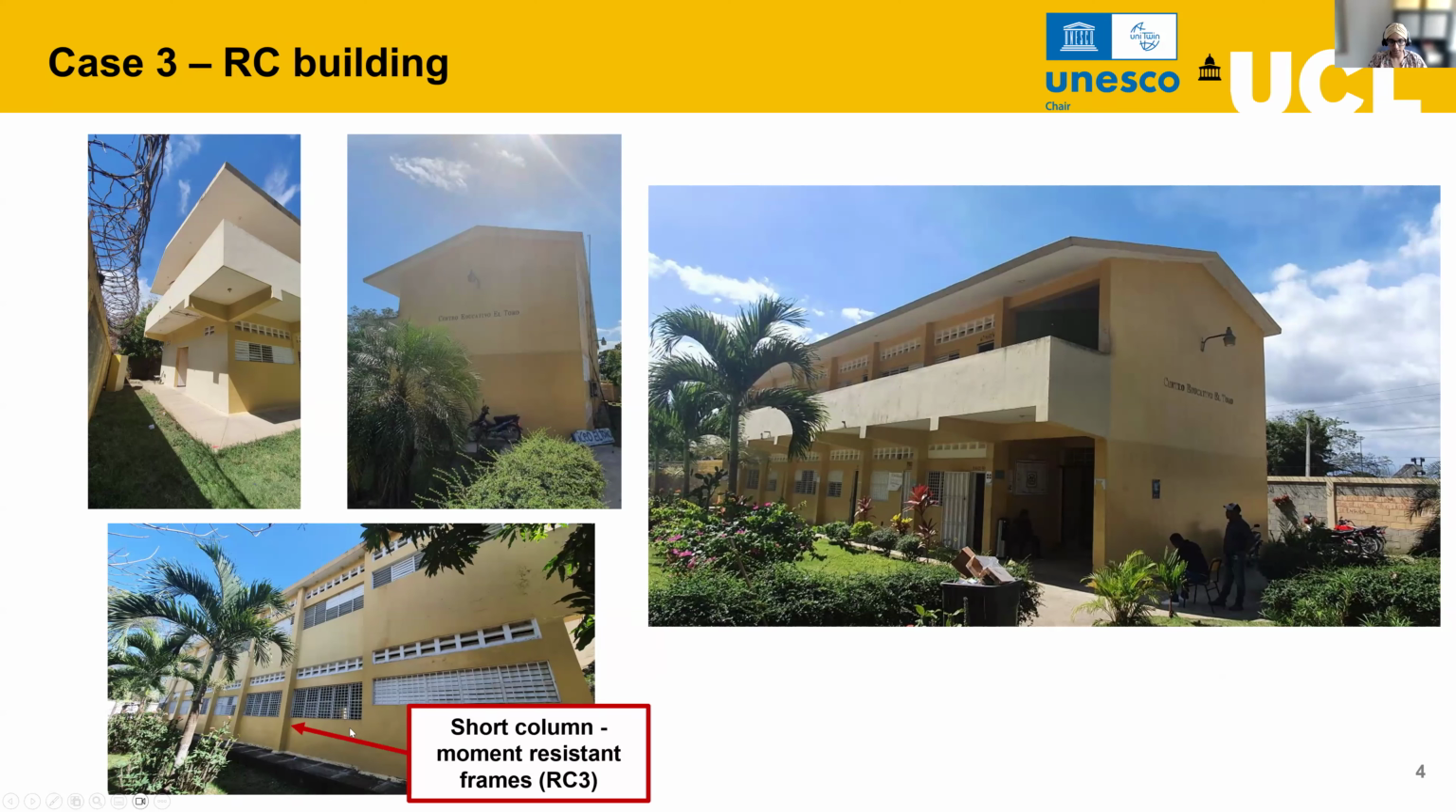We can see there are RC frames with infill masonry walls with no evidence of any isolation of the infill from the frames. Plus, we see some short column features in these frames. So we can classify the main structural system as RC3, short column moment resistant frames. Next, we look at the number of stories. It's a two-story mid-rise building.